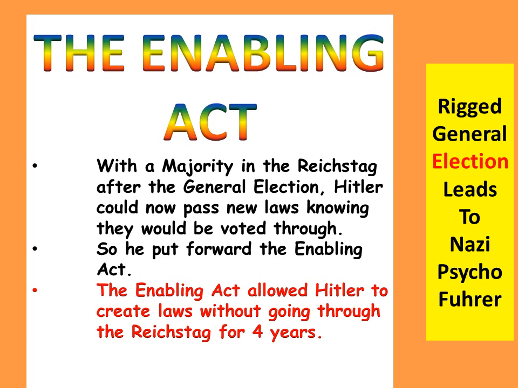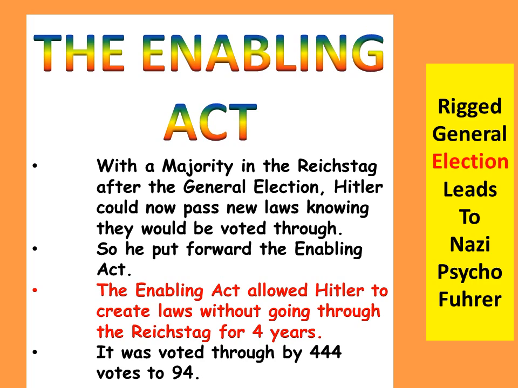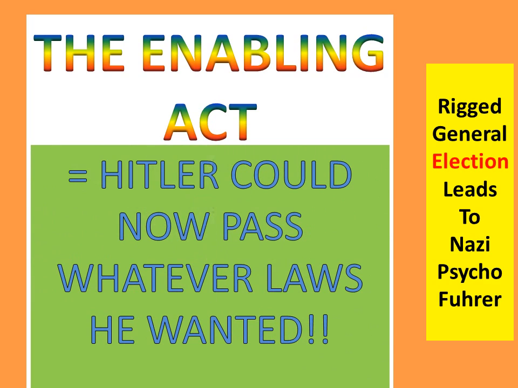Ironically, the Enabling Act was passed through the Reichstag, but allows him to never pass a law again through the Reichstag. Very, very clever. It was voted through by 444 votes to 94. So it was very clear that it was voted through easily. There wasn't very much opposition. And for you geeks out there, A-star lot, all 94 of those votes against were the SPD. Okay, they all were against Hitler. They were the only ones that could see sense. This means Hitler can now pass laws, whatever laws he wants.